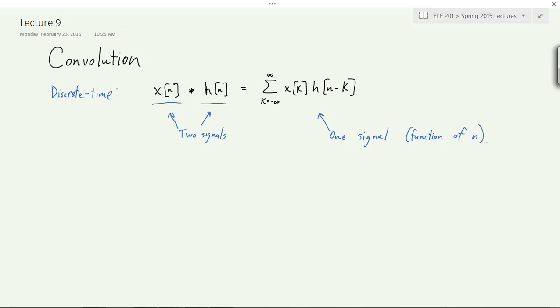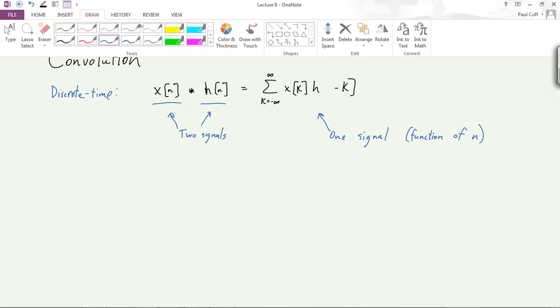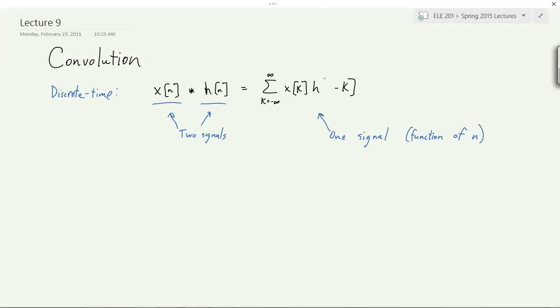So the convolution of two signals is not just a number or some complex number. It's an entire new sequence, right? An entire new signal. So I should emphasize that n here is the resulting variable, because we're summing over k. Okay, so the result of this will be a value for each n. So it's a signal. Okay.